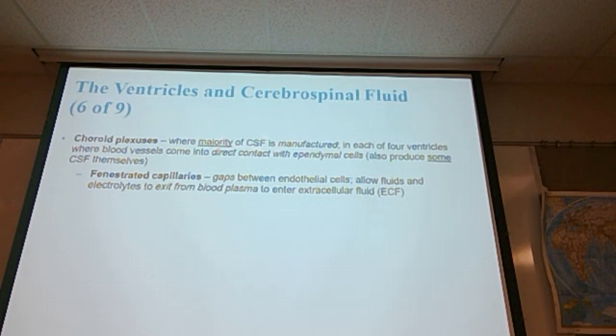This is where the majority of the cerebrospinal fluid is manufactured. These are found in each of the four ventricles, where the blood vessels come in direct contact with the ependymal cells.